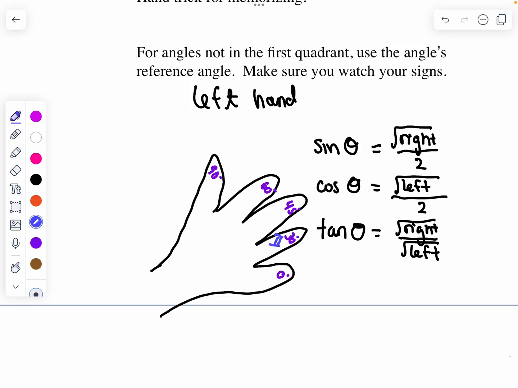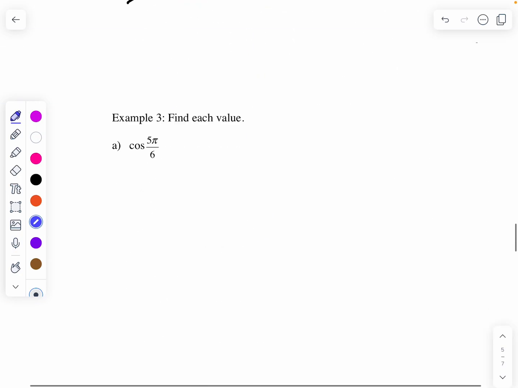30 is pi over 6. 45 is pi over 4. 60 is pi over 3. And 90 is pi over 2. You can literally write these angles on your fingers if that's helpful.